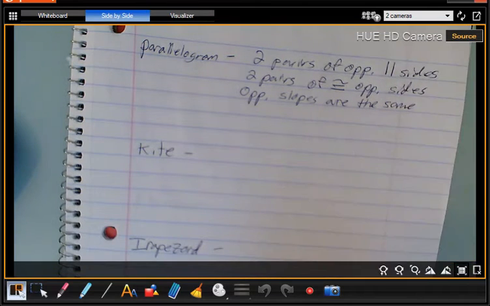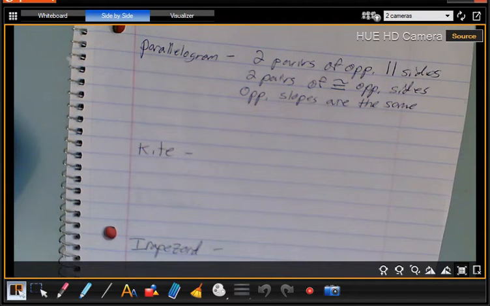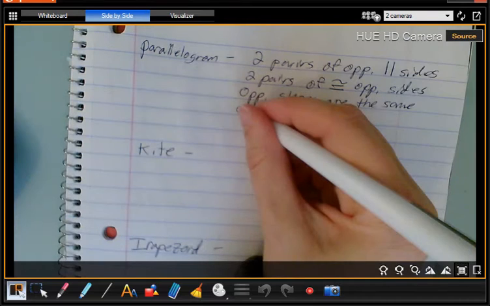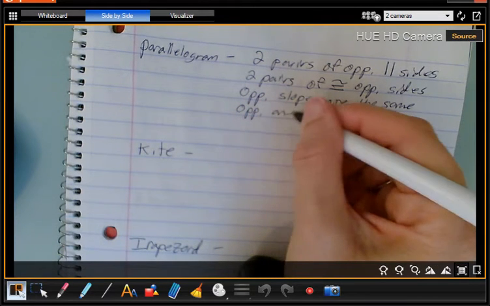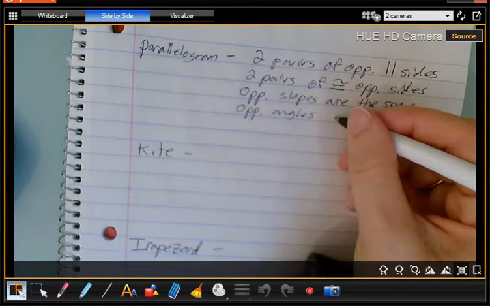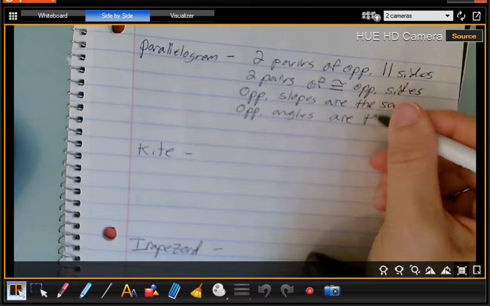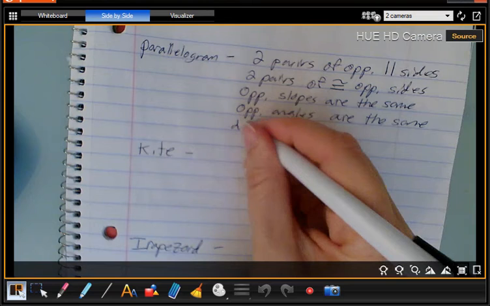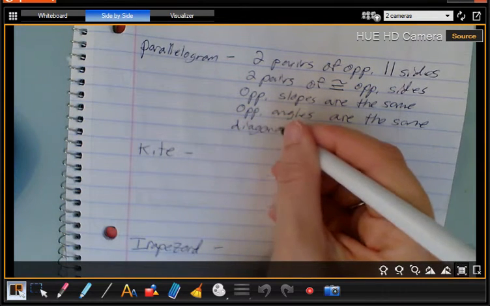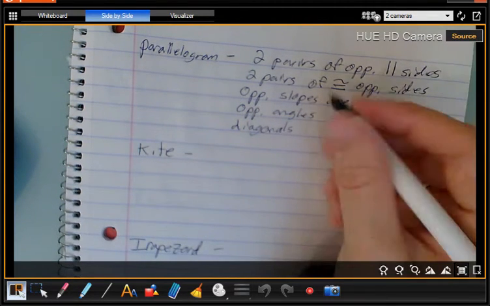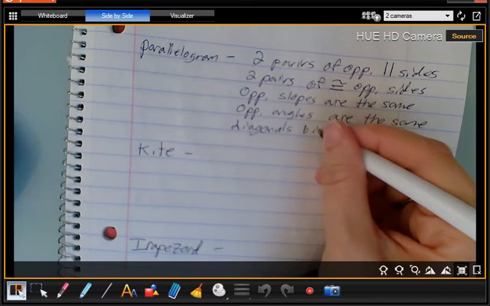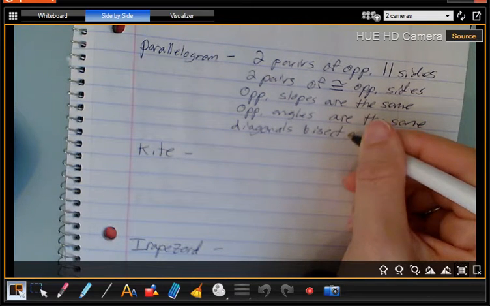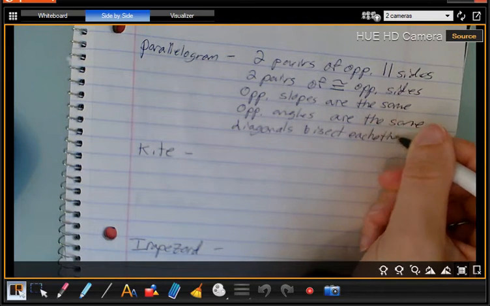So if we're looking at the sides, the opposite sides' slopes are the same. Opposite angles are the same. And diagonals bisect each other, so they have a common midpoint.